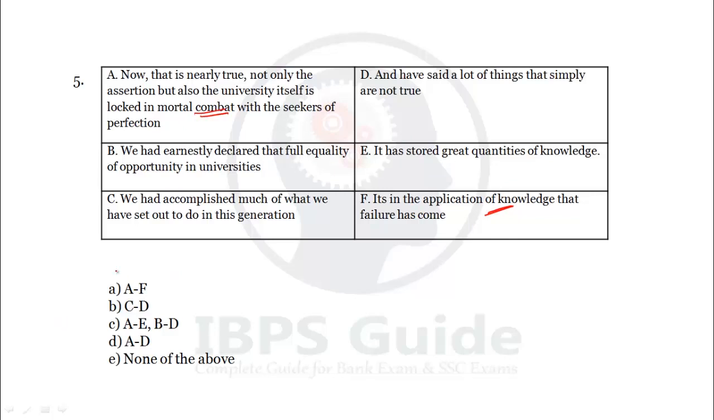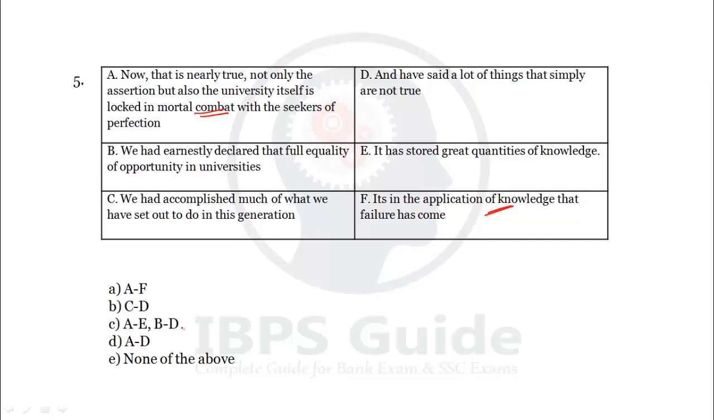Second option is C and D. We had accomplished much of what we have set out to do in this generation and have said a lot of things that simply are not true. So whatever we did in this generation, all things are not so true. So C and D can be applicable.